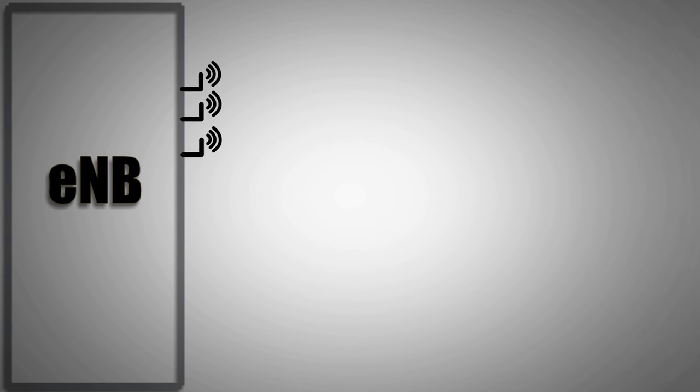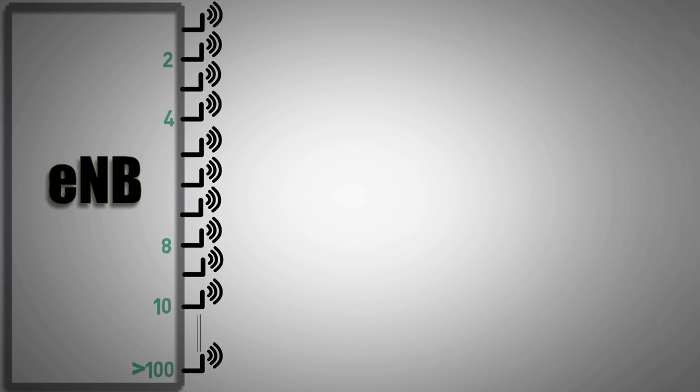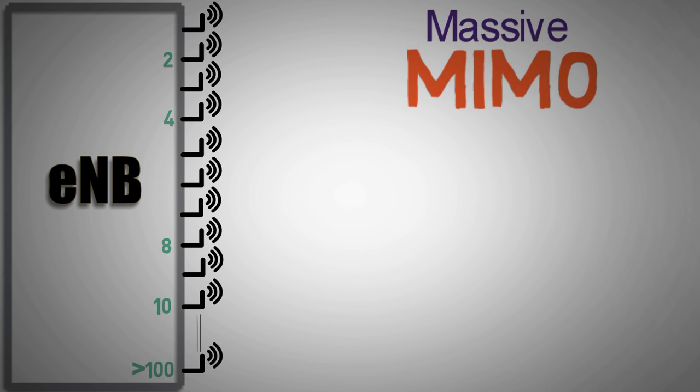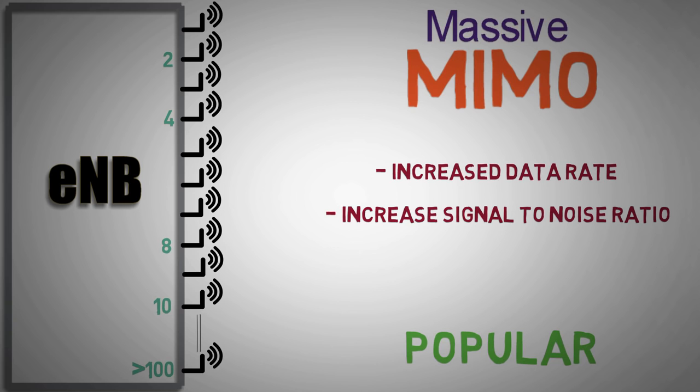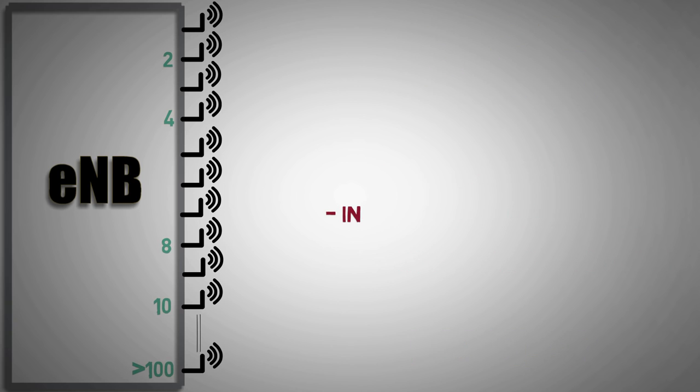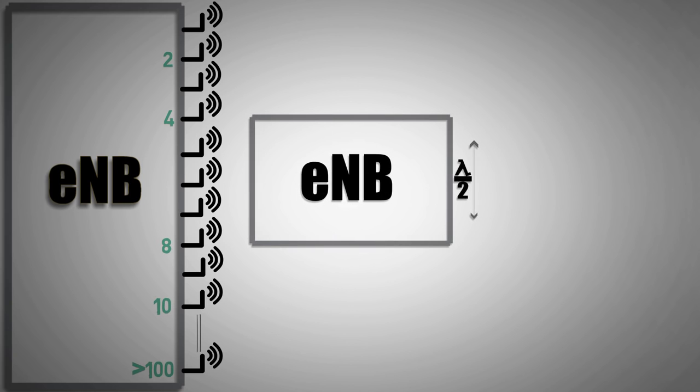Now, traditional MIMO systems have 2, or 4, or 8 antennas. When the number of antennas used in a communication terminal is more than tens, or hundreds, then it is called a massive MIMO system. The concept of massive MIMO or large MIMO systems is becoming popular as it is able to offer increased data rate, increased basic link signal to noise ratio, and channel hardening. A key issue faced in massive MIMO is antenna placement.